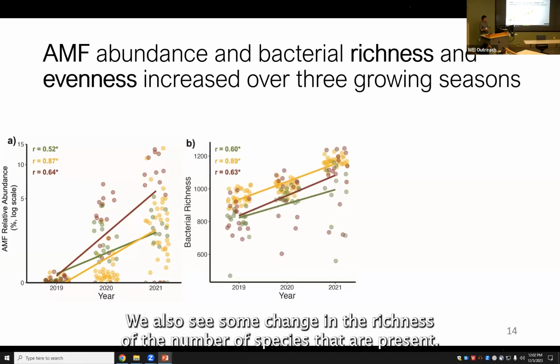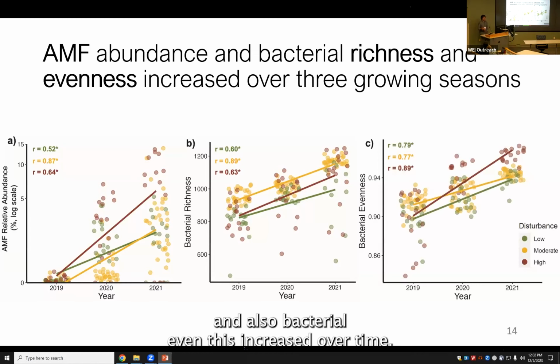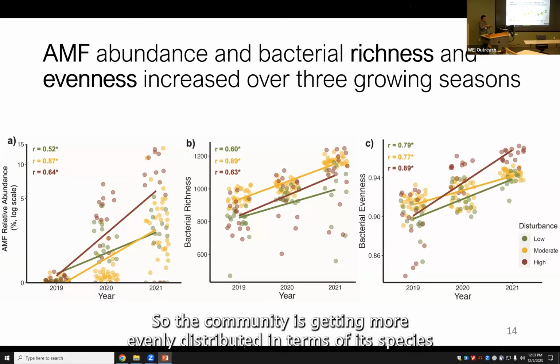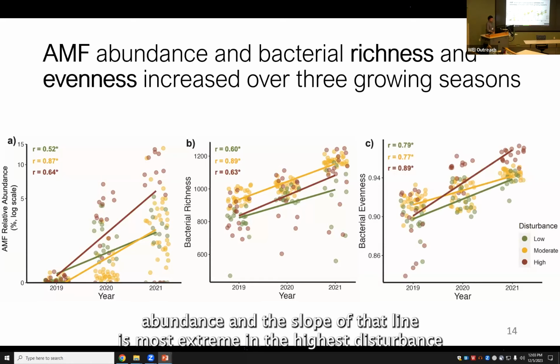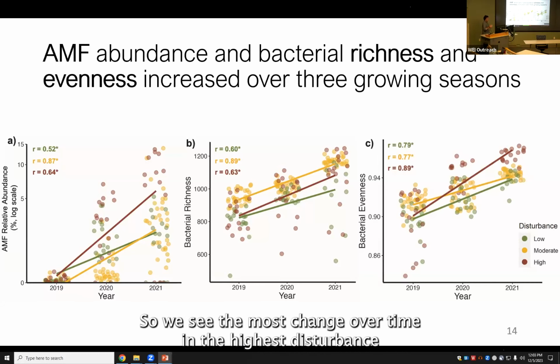We also see some change in the richness, so the number of species that are present. So bacterial richness increased over time, and also bacterial evenness increased over time. This is how similar in number different species in the community are. So the community is getting more evenly distributed in terms of its species abundance. And the slope of that line is most extreme in the highest disturbance site, which is pretty cool. So we see the most change over time in the highest disturbance site.